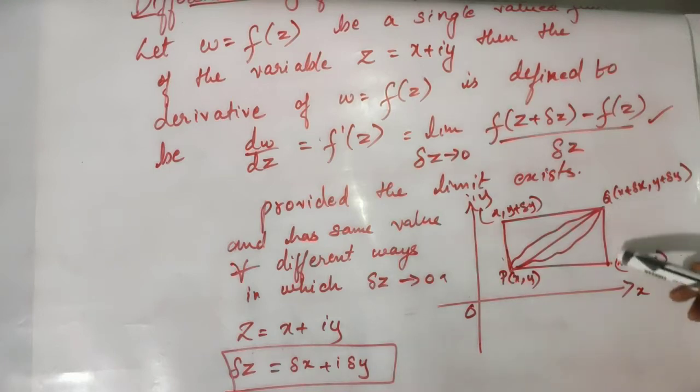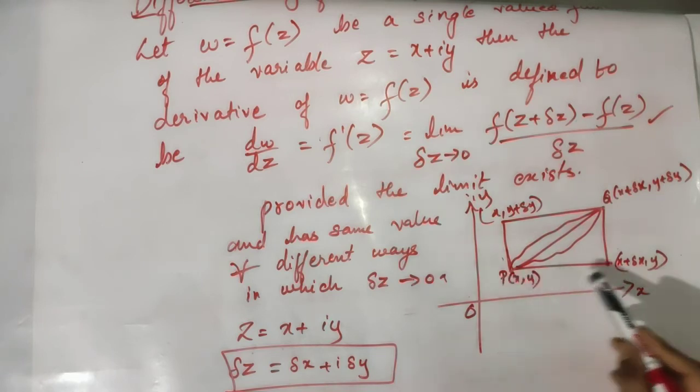I have just dropped the perpendiculars from Q also, just see that. Since this point is this, just drop a perpendicular on this line. Similarly, drop a perpendicular on this line as well, since we have extended them. You can understand that figure very clearly. See, there is no change in x, but there is a change in y there, right?